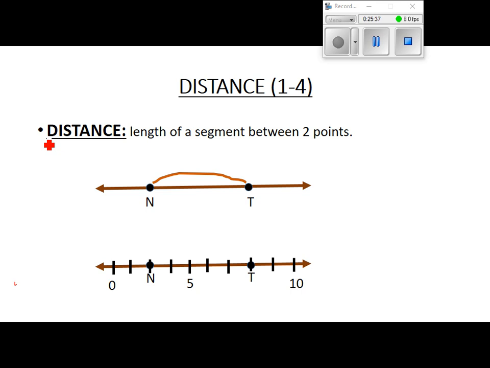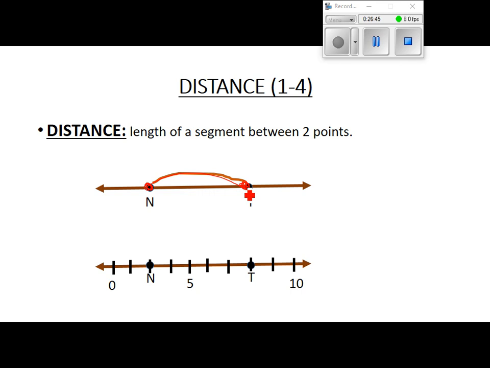Fill in what you need to fill in. We're going to move extremely quickly because I know your algebra teacher taught you all of this last year. We're going to write down a whole bunch of stuff along with this. So distance: the length of a segment between any two points. If we're trying to find the distance from this point to that point, it's that length. That's what we're looking for.